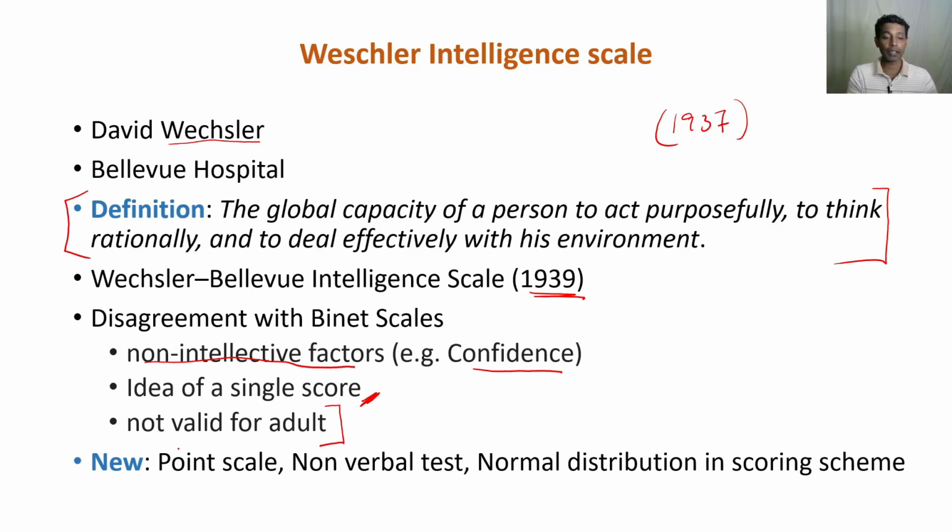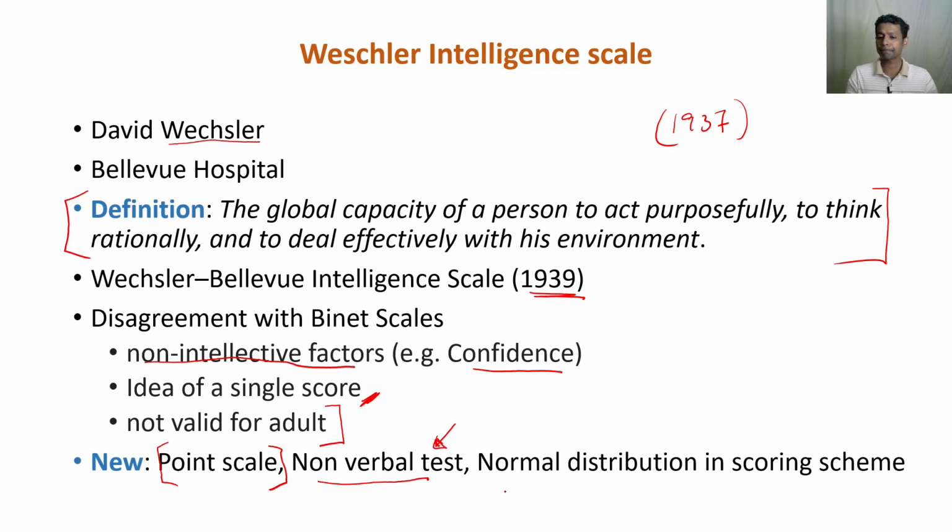He started with the point scale, not the age-based scale. He said a point scale would be much more appropriate. He also included non-verbal tests. The Binet test was majorly verbal, with a lot of language-related restrictions and instructions. These things were addressed in non-verbal tests. We now call these performance tests, or subsets.